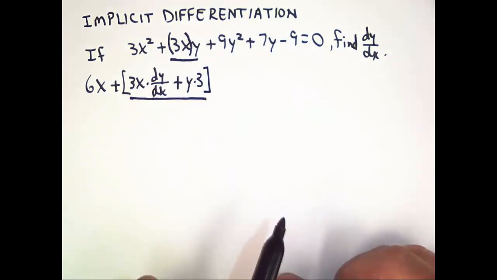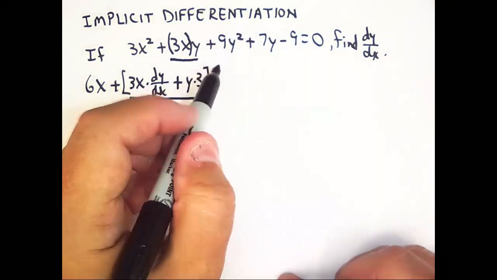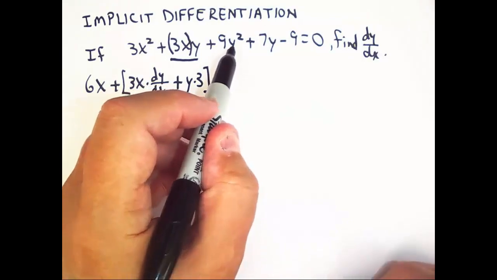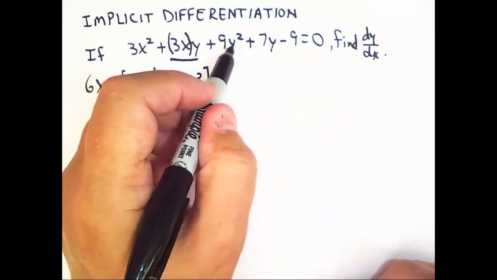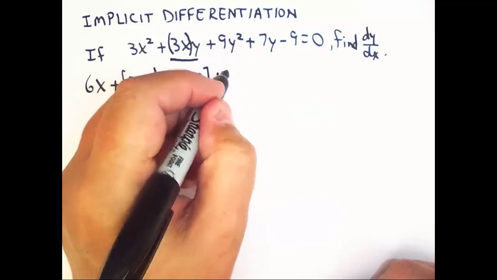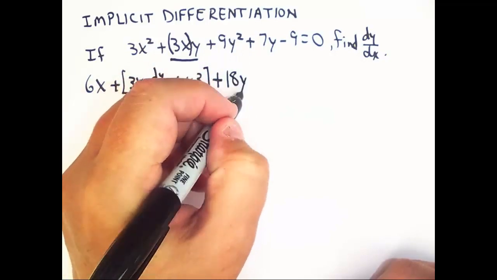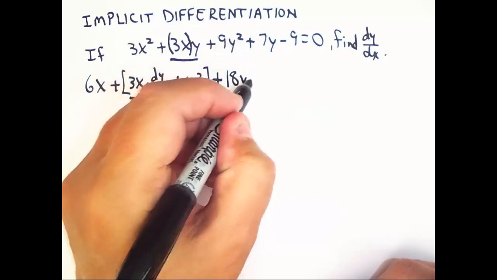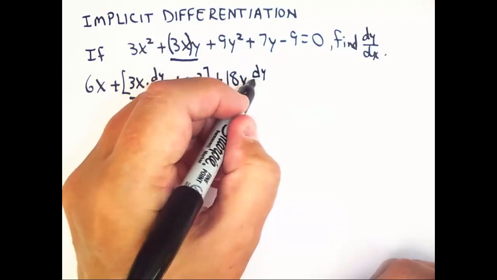So that's the derivative by the product rule. Then you keep going. The next term, y is a function of x, so you use the chain rule. 2 times 9 is 18. y to the second drops down to y to the first, and then you come in and take the derivative of the base, so that'd be dy over dx.